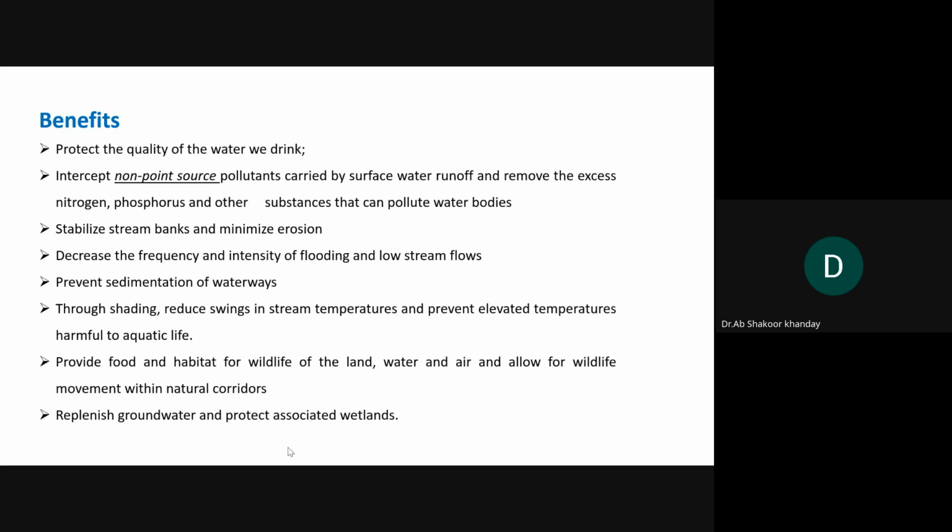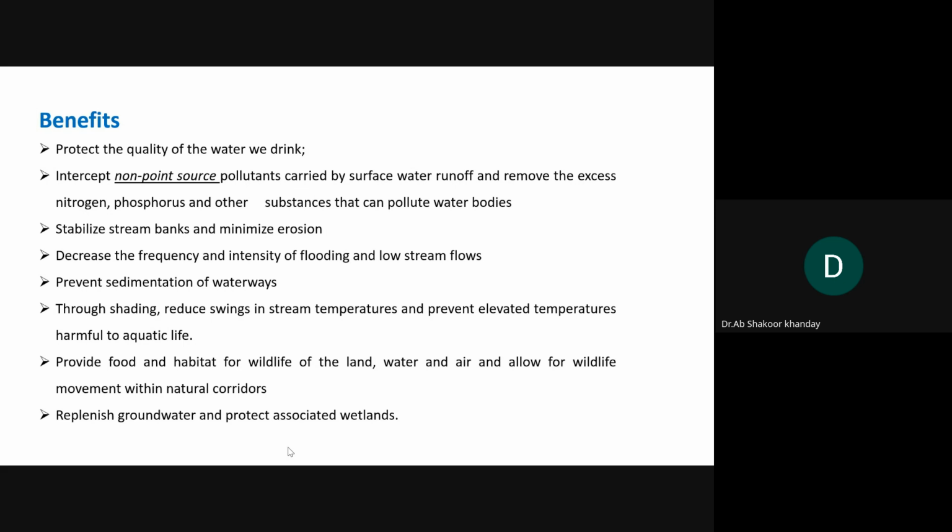Not only this, it has been reported that widely used herbicides and pesticides, for example, atrazine, alachlor, and other pesticides, are trapped by riparian buffers to a very significant level. As a result, they protect the quality of water that we drink. They intercept non-point source pollutants carried by surface water runoff and remove the excess nitrogen, phosphorus, and other substances that can pollute water bodies.